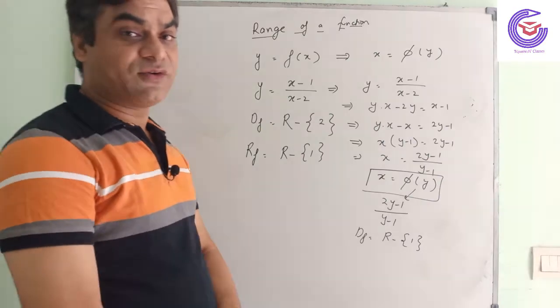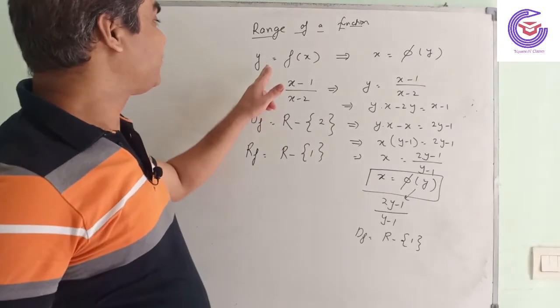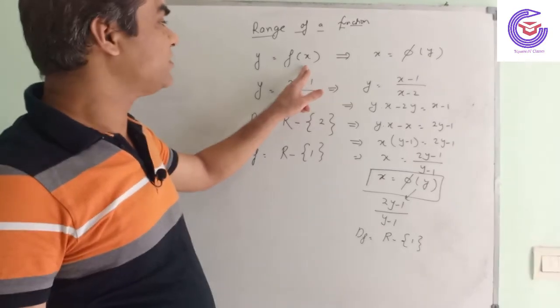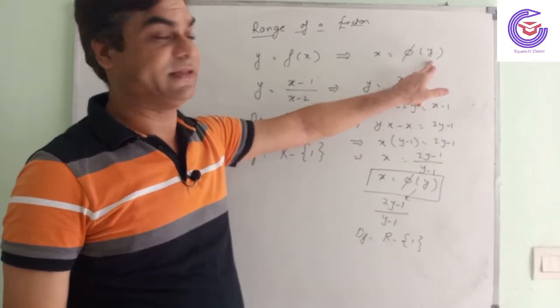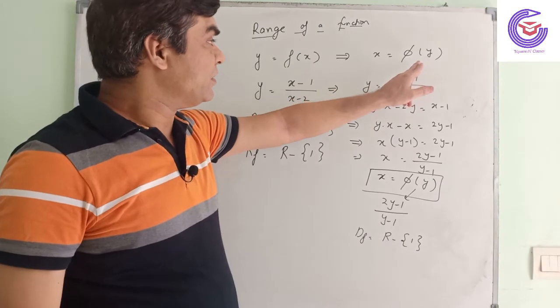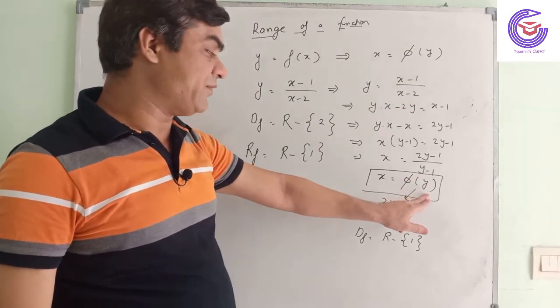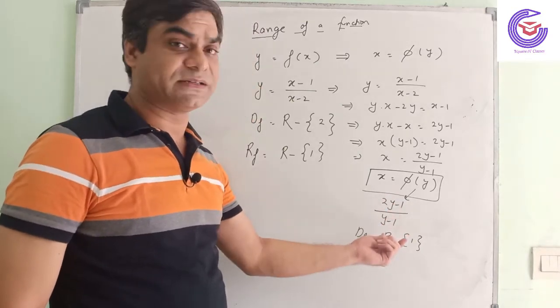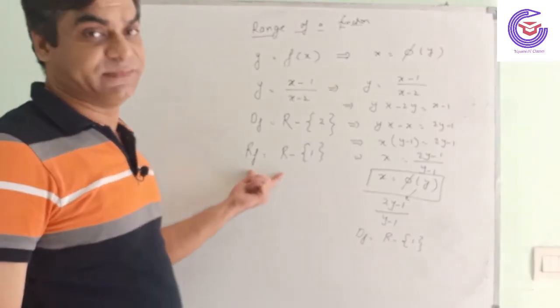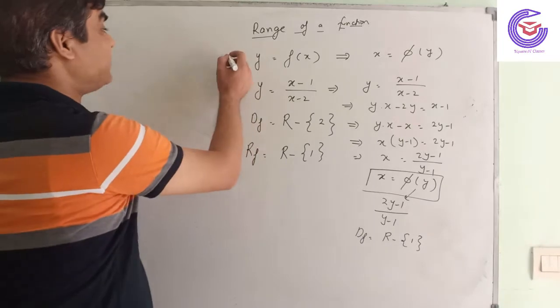So in a nutshell, what is the algorithm? Your function is given as y is equal to f(x). You have to convert this function into x is equal to phi(y). After converting into phi(y), just find the domain of this function. Whatever the domain of this function, this will become the range of the original function. So this is the first method.